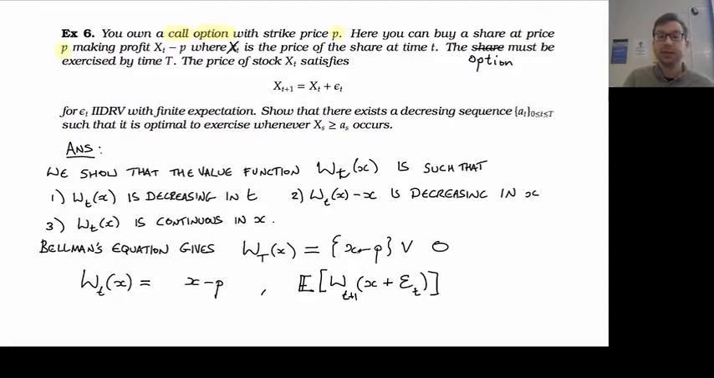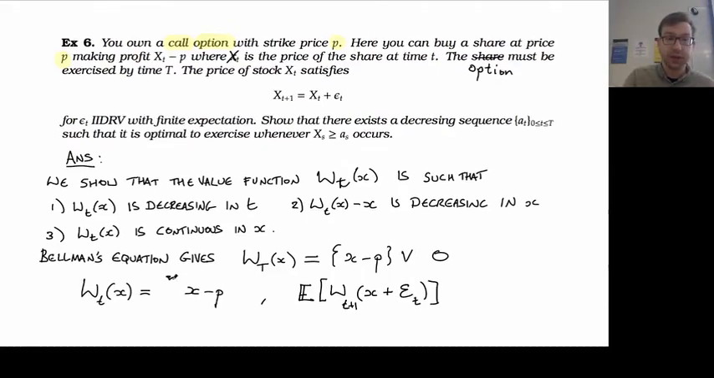And again, the principle's the same. I look at which is bigger. Do I make more money from exercising the option now, or do I get more money from waiting? And so I choose the biggest between those two. So it's going to be the maximum between these two. So that's the Bellman's equation for this.